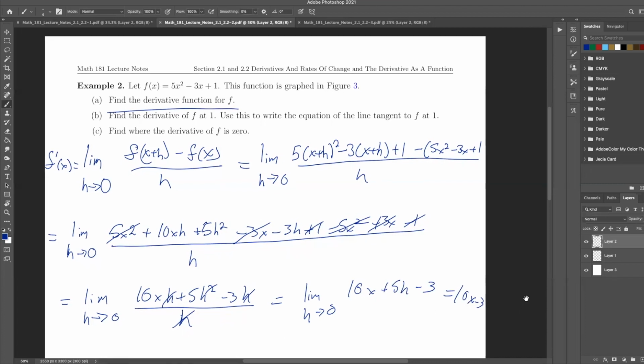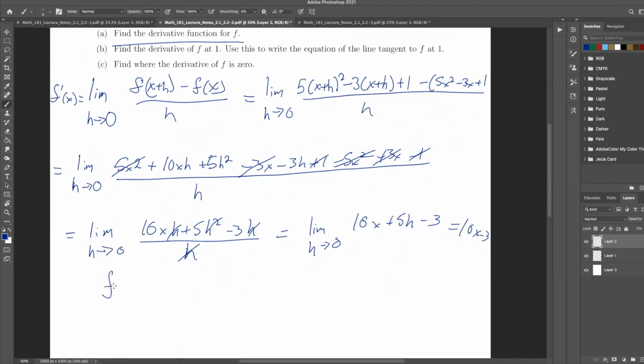So what do we have here? We have our derivative function. It's equal to 10x minus 3. So find the derivative at 1. Well, here, we want to find the derivative at 1. Once we have the function, we just plug it in. So let me be very clear what I'm doing: 10, I'm plugging in a 1 here, minus 3, and we get 7.